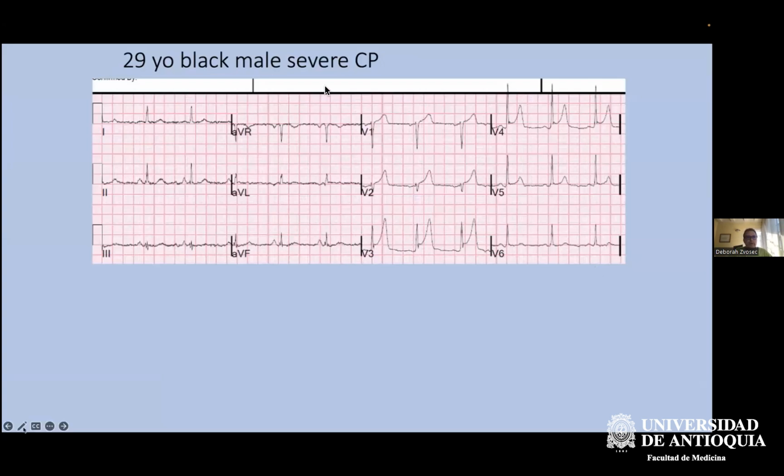Here's a 29-year-old with severe chest pain. And you can see that there's a lot of ST elevation, but he's a young guy, and young people have a lot of ST elevation. What they don't have is something I call terminal QRS distortion. Look in lead V3. There is no S wave here. There is no J wave.